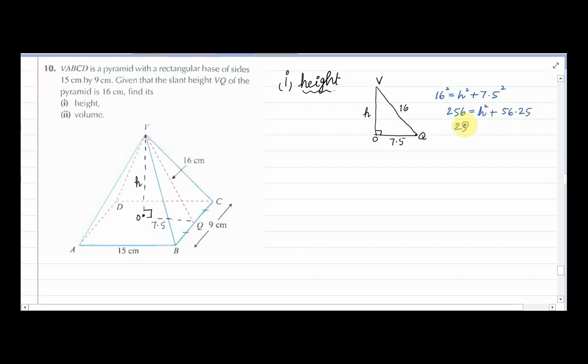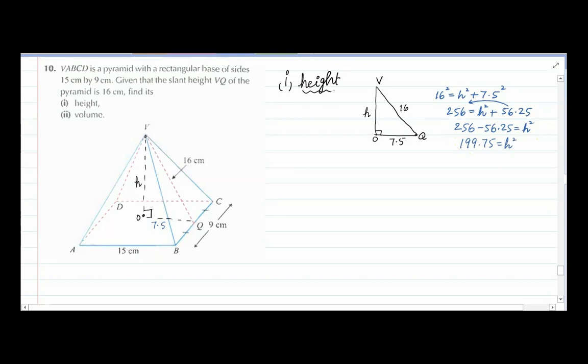So 256 equals h squared plus 56.25; 56.25 shifts to the left side. It will be 256 minus 56.25 equals h squared. So 256 minus 56.25 is 199.75, which equals h squared.